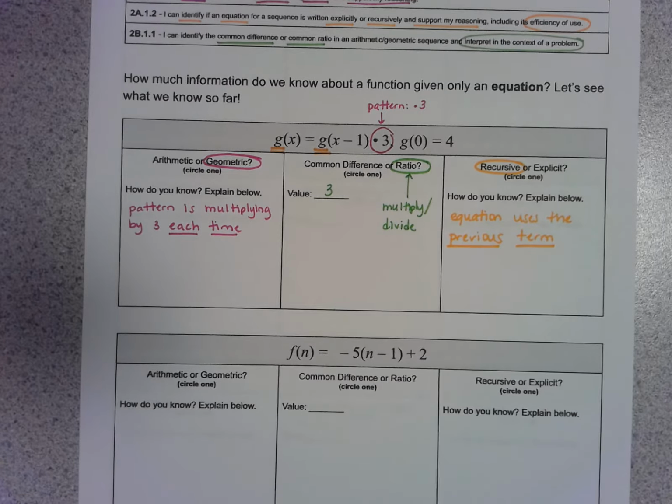Now, an explicit equation doesn't use the previous term. It just uses any input you want. It doesn't matter what the previous term was. So that's kind of the big difference between these two types of equations.